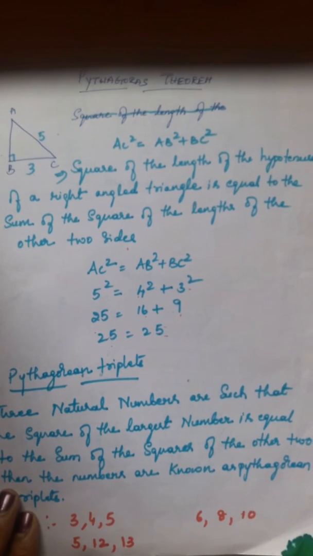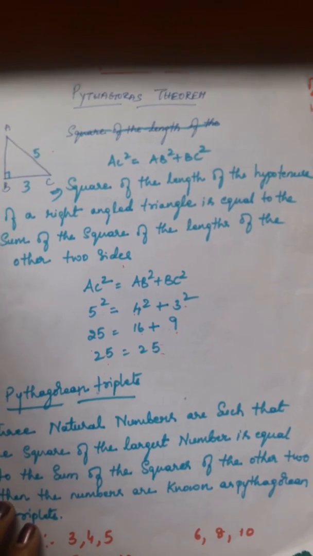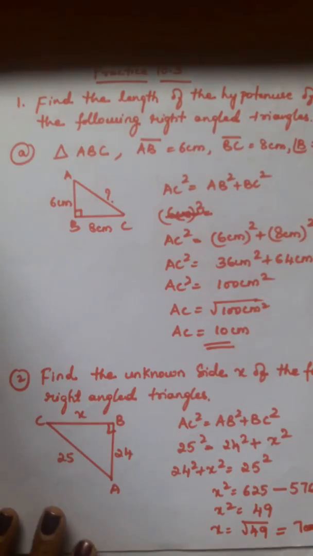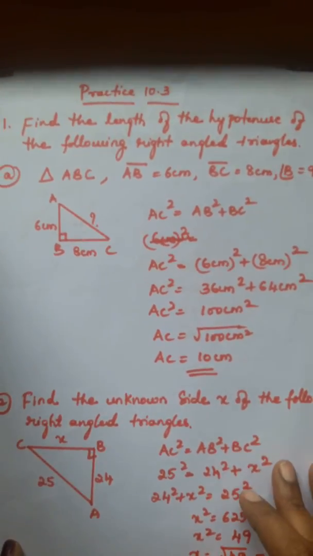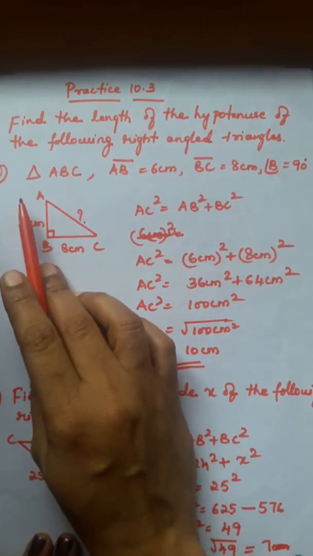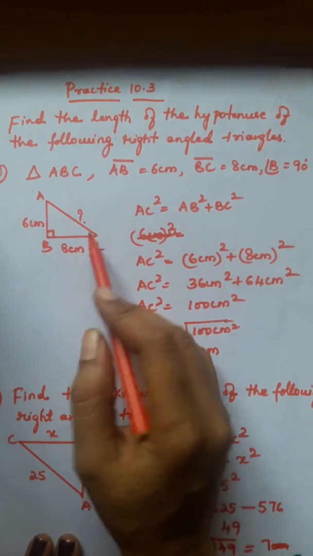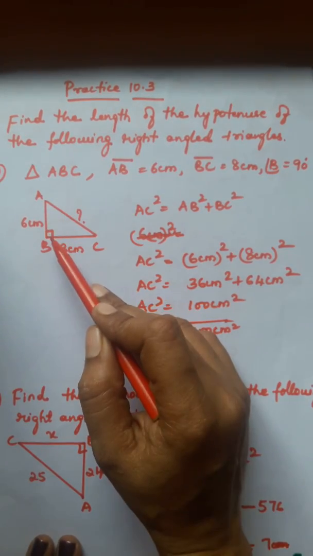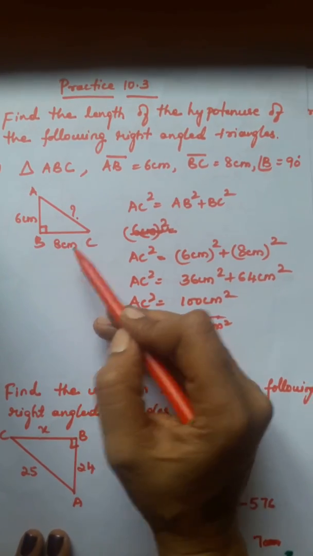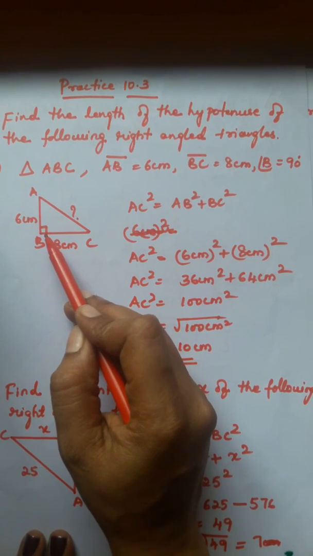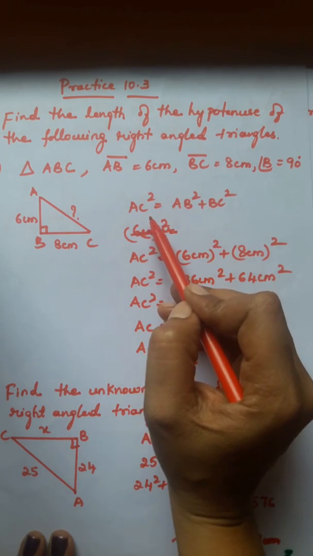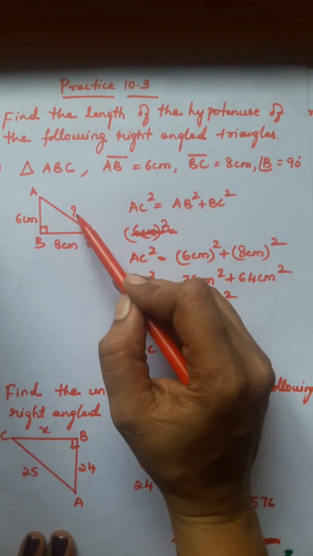Next, by using the Pythagoras theorem and Pythagorean triplets, we are going to solve a few sums from practice 10.3. Find the length of the hypotenuse of the following right angle triangles. Here in triangle ABC, the first sum, they have given side AB as 6 cm, side BC as 8 cm, and angle B is a right angle, that is 90 degrees. So here we have to apply the Pythagoras theorem and find AC.